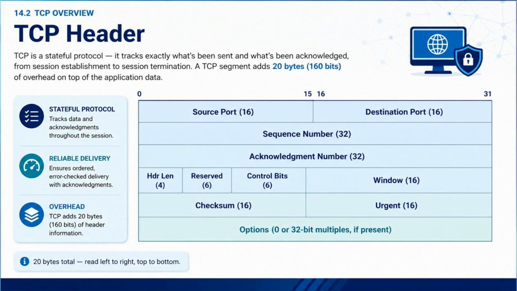A TCP segment adds 20 bytes of overhead. Walk the header layout on screen row by row: source, destination port, sequence number, acknowledgment number, then header length, reserved, control bits, window, then checksum, urgent, then the optional options field.